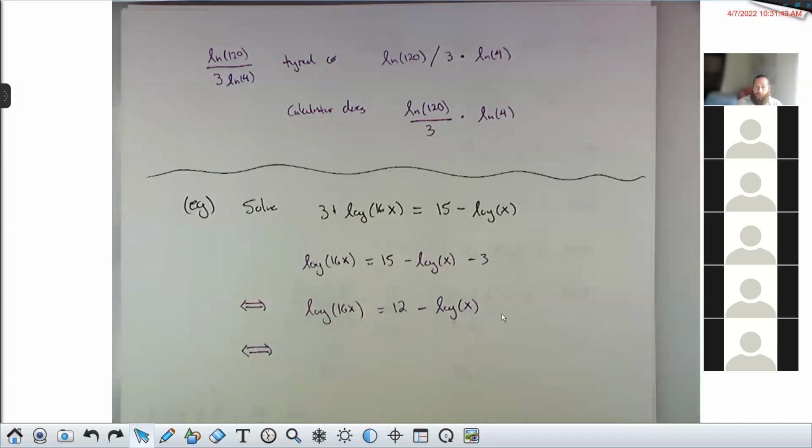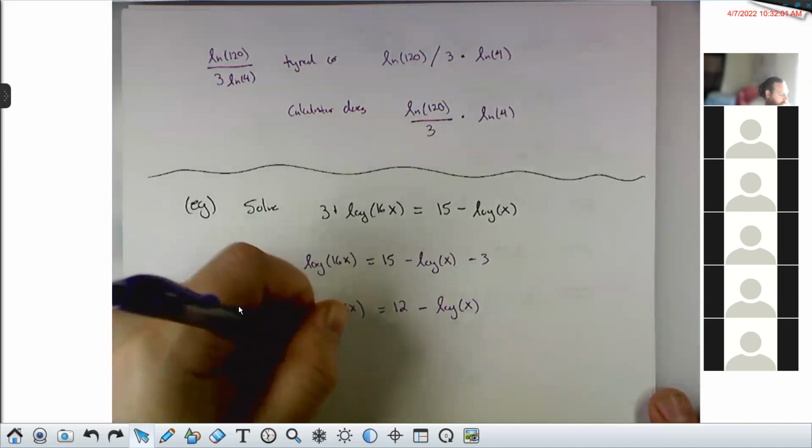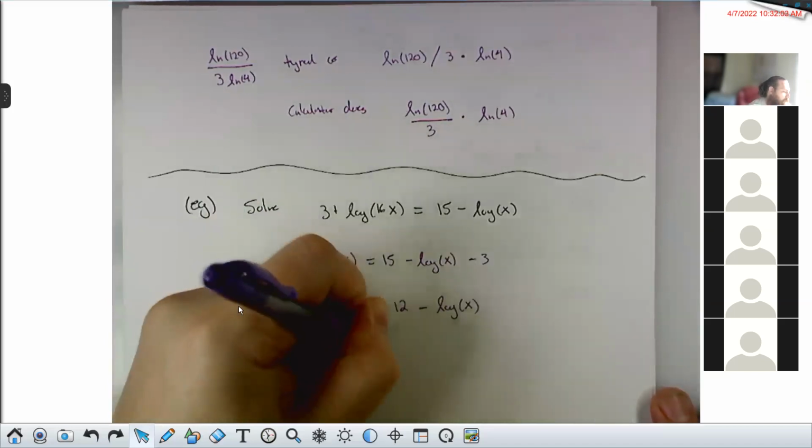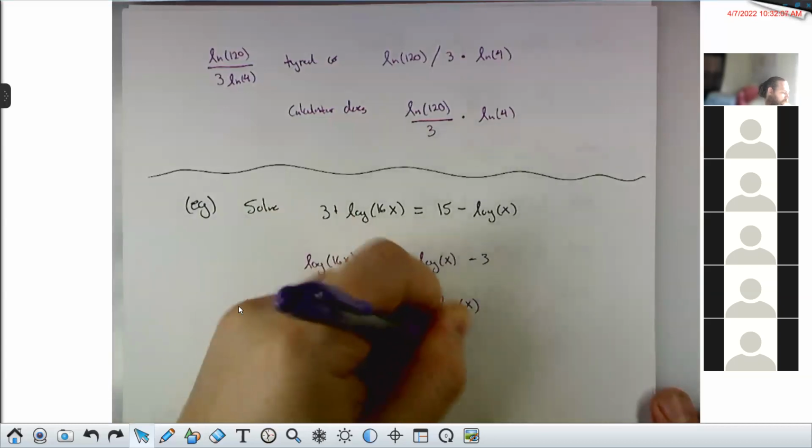And normally the way we get rid of a log is by exponentiating, but we have to combine all the logarithms. We have to isolate a single log term with our variables in it before we can exponentiate. So the move here, we're going to add this to both sides and then find a way to combine the 2 logarithms. So I'll have log of 16x plus log of x equals 12.